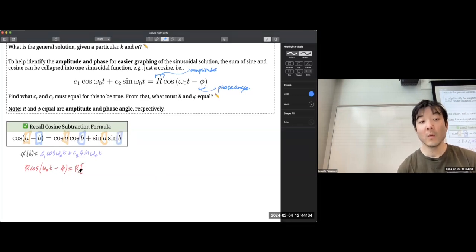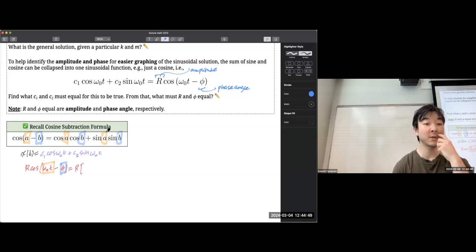So let's do the same thing down here. This is like our A, and this is like our B. This is like our orange. What we have on the right-hand side is just a cosine of two things that are subtracted together, and this formula says that I can rewrite it as this expansion here.